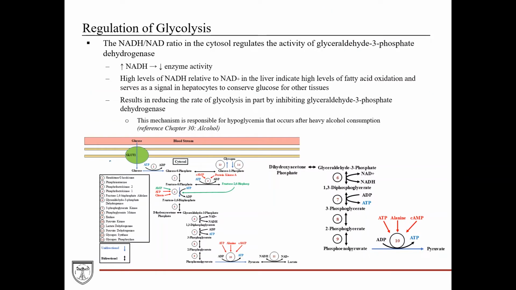So another level of regulation of glycolysis, especially in the liver, that we'll talk about briefly on this slide, is the sensitivity of the enzyme glyceraldehyde 3-phosphate dehydrogenase to the NADH-NAD ratio within the cytosol. So this ratio regulates the activity of this enzyme, which also contributes to the overall flux of glycolysis.